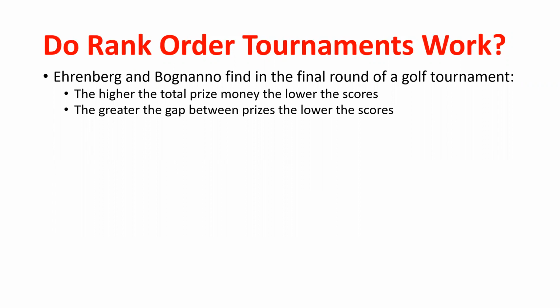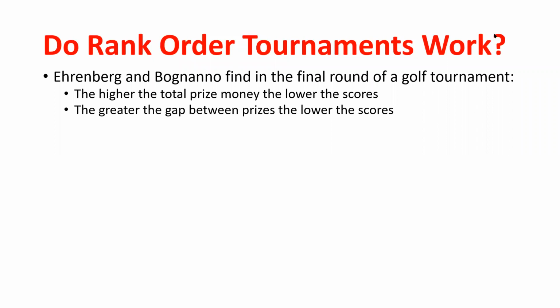So, someone was looking at the final round of a golf tournament. Ehrenberg and Bagnano, I think that's how you say that last name. But what they found was, they looked across all these different tournaments, that when you had a higher total prize money, the golfing scores tend to be lower. So you can't ever really directly measure effort, but we think of performance as a function of effort, right? So if effort went up, we should see performance go up. And that's what they see when the first prize amount is higher, right? So that makes sense, right?